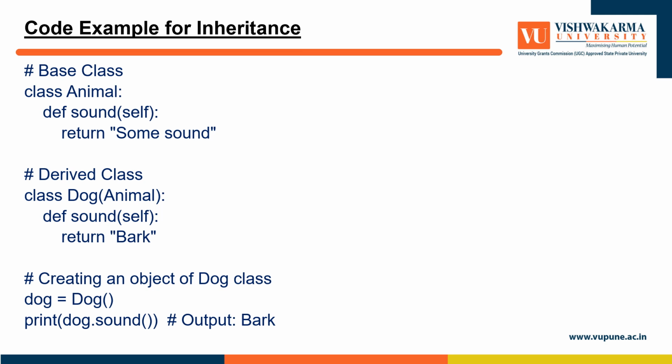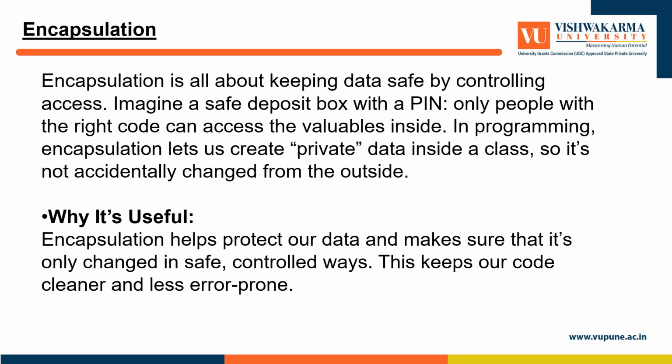Code example for inheritance. Here we have a Dog class that inherits from Animal. The Animal class has a sound method that Dog can use, but Dog also has its own version that says barks instead of a generic sound. This means we only have to define the sound behavior once in Animal, and Dog and other animals can adopt it as needed.